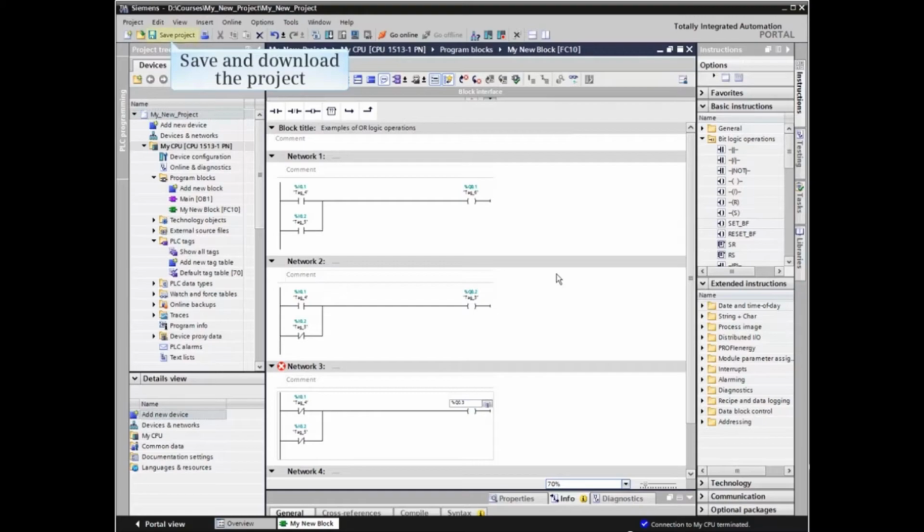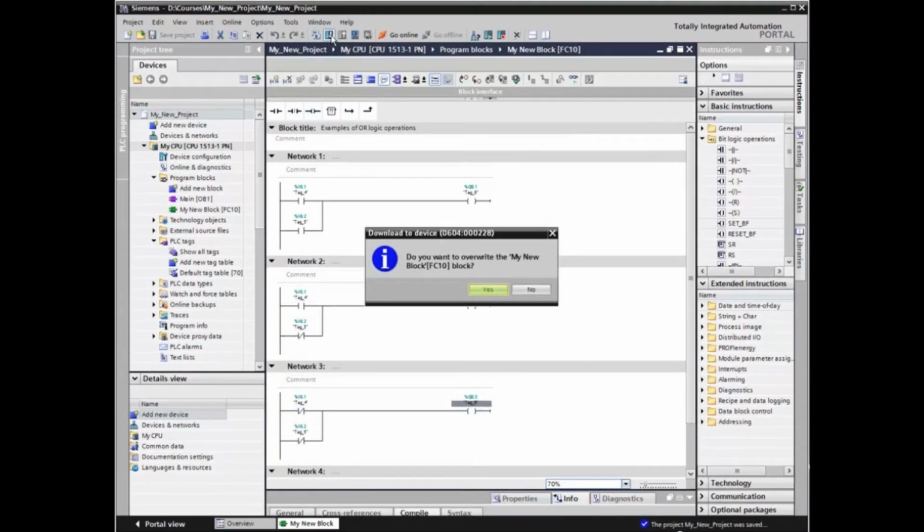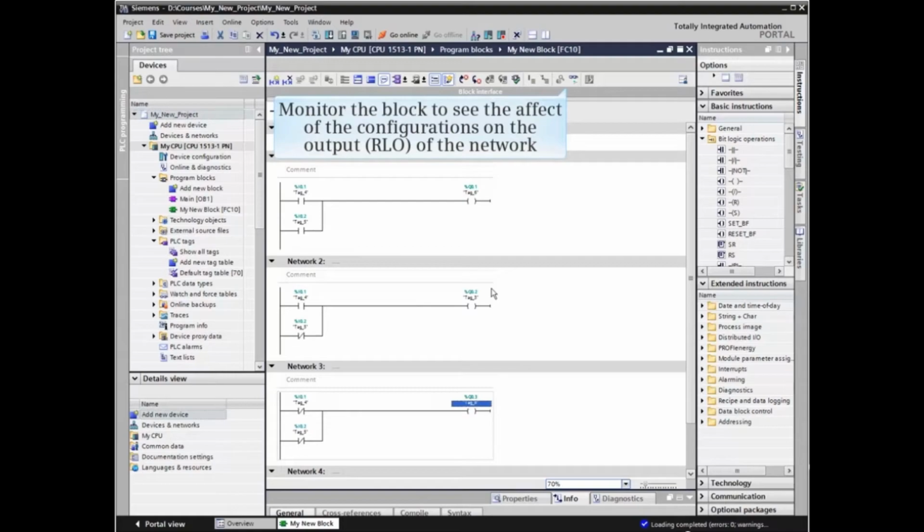We will now save and download our project to be able to monitor the effects of the different OR configurations on the outputs of the networks. When the download is complete, we click the eyeglass icon in the menu bar to begin monitoring the block.